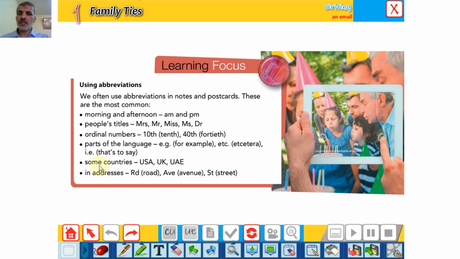Also here we have some countries as USA, UK, UAE. UAE instead of United Arab Emirates. Here also in addresses, RD instead of road, AVE instead of avenue, and ST instead of street. Okay.